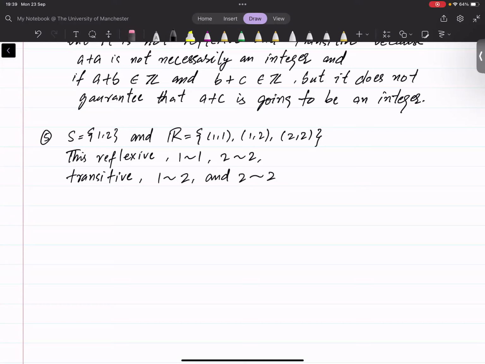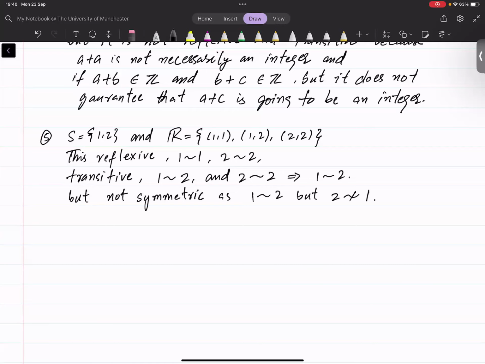then 1 is related to 2. But not symmetric, because 1 is related to 2, but 2 is not related to 1. Okay, perfect.